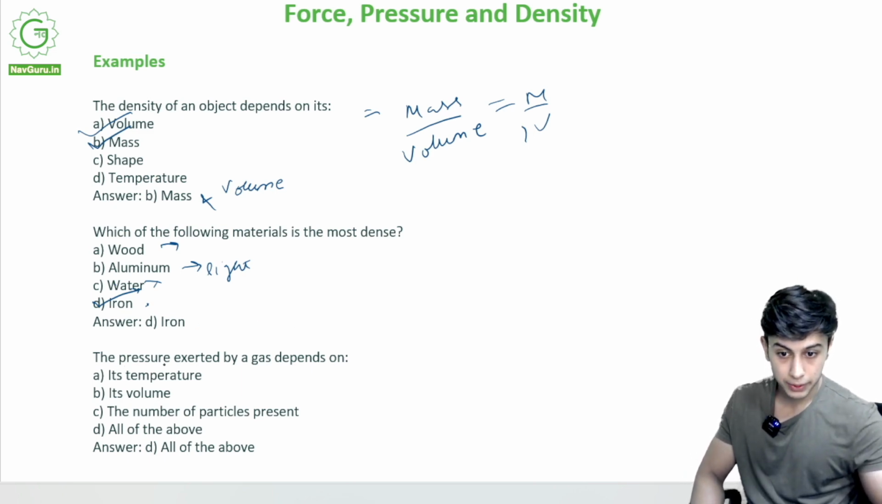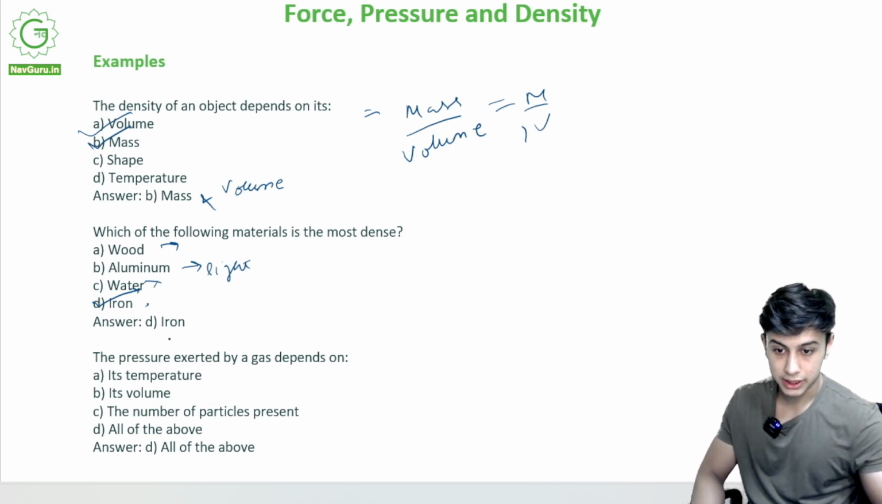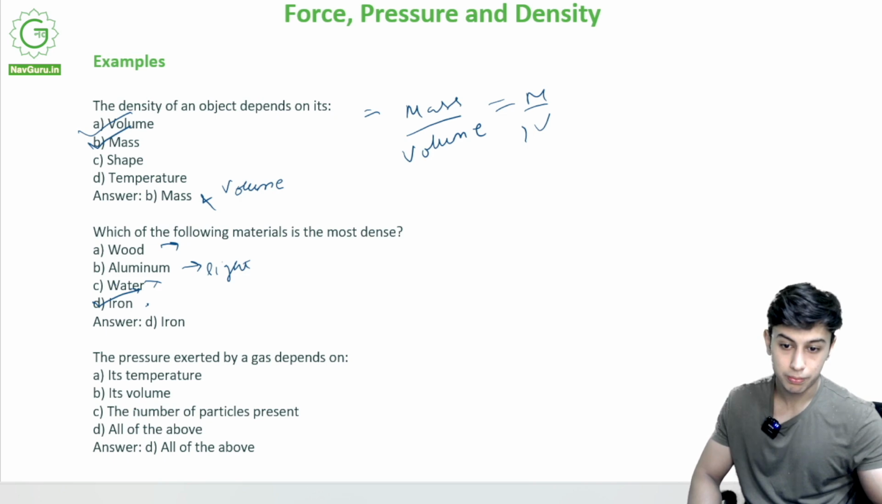The pressure exerted by a gas depends upon what? Its temperature, its volume, the number of particles present, or all of the above. It is all of the above.